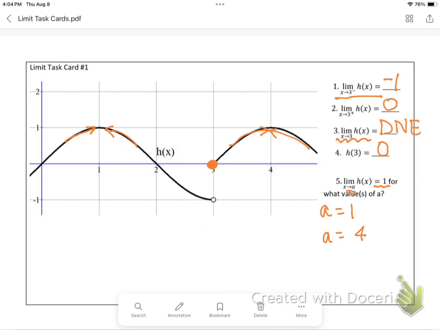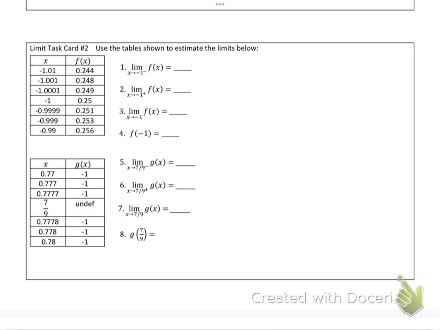Let's go on to the second card. Okay, so a table gives us limited information about a function. So we're just estimating a limit. It's possible something else is happening on the function that we're not aware of from these selected values of the table, but we're just going to make our best estimate.